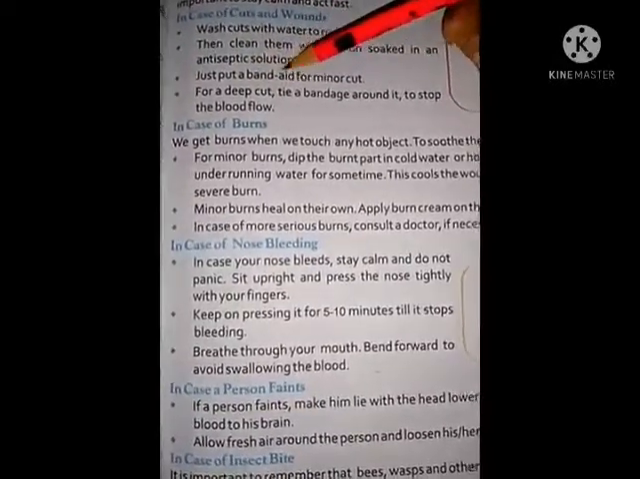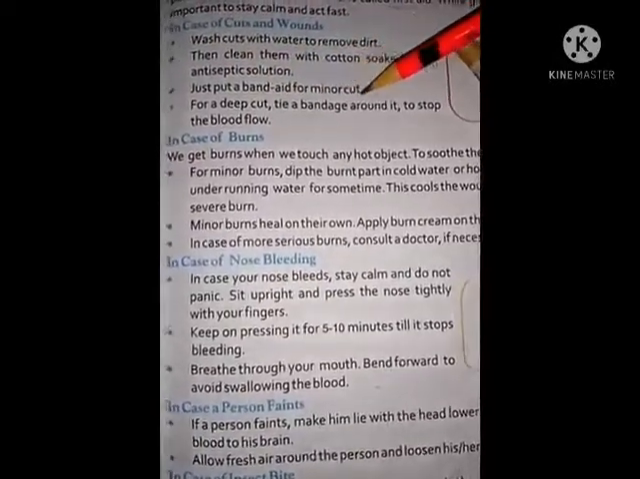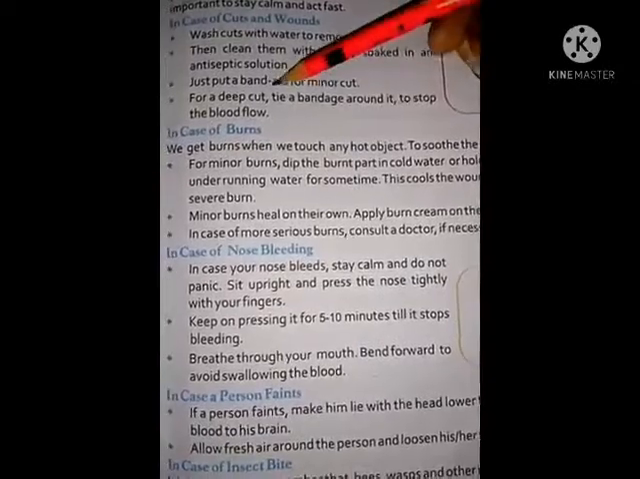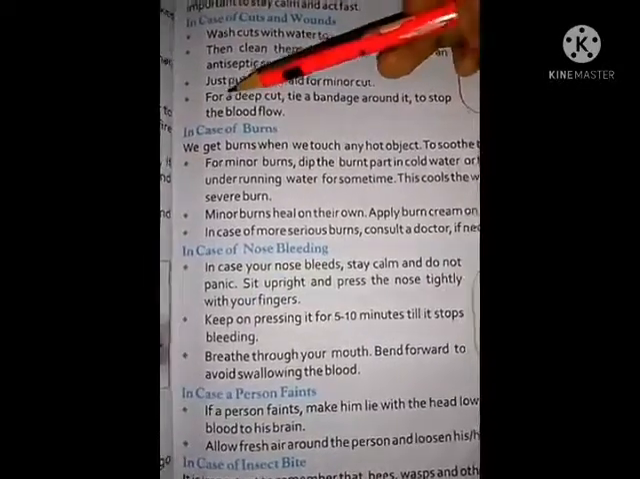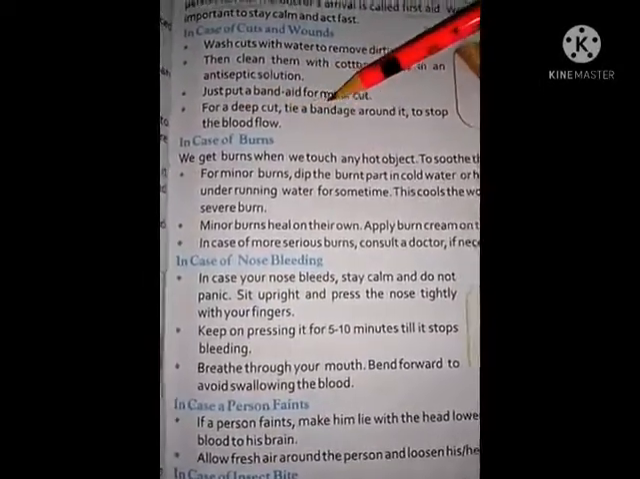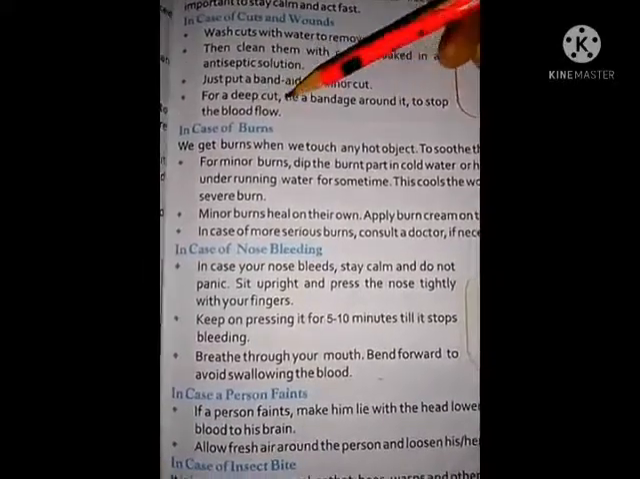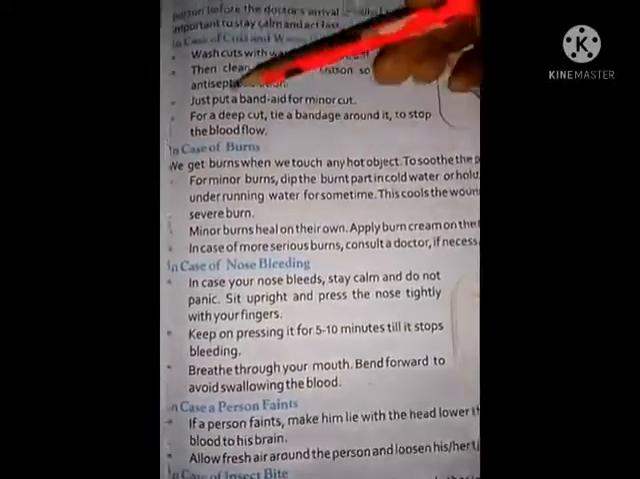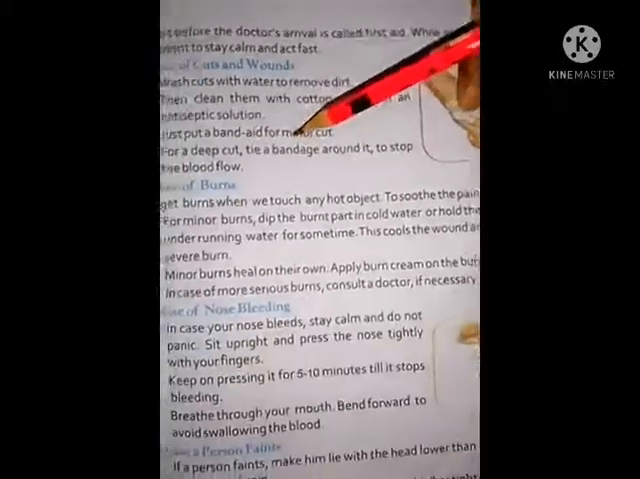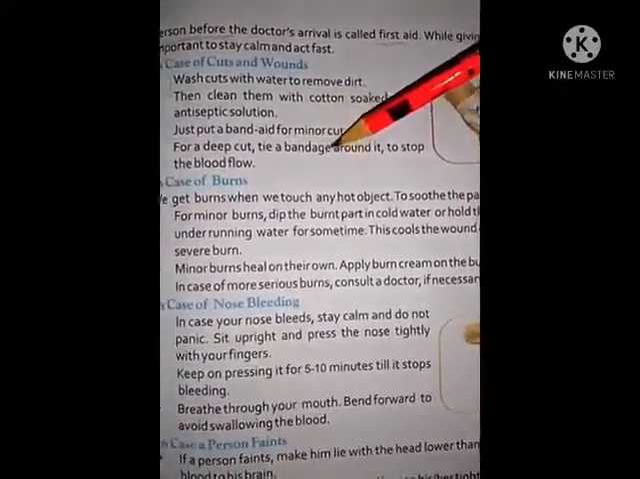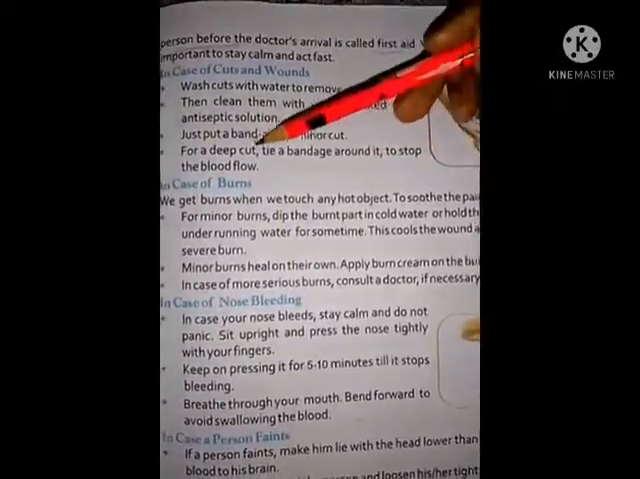Just put a band-aid for a minor cut. For a deep cut, tie a bandage around it to stop the blood flow.